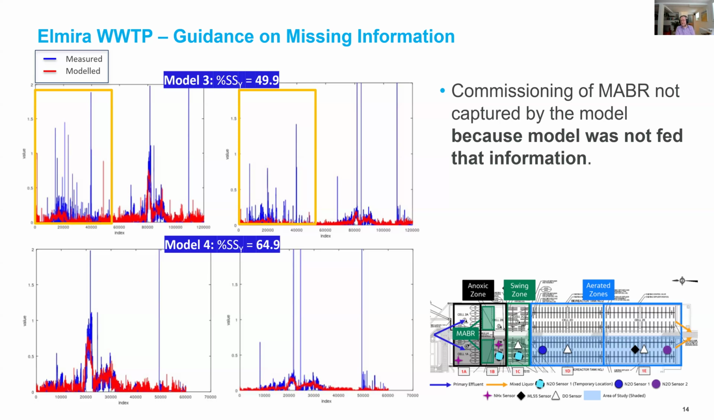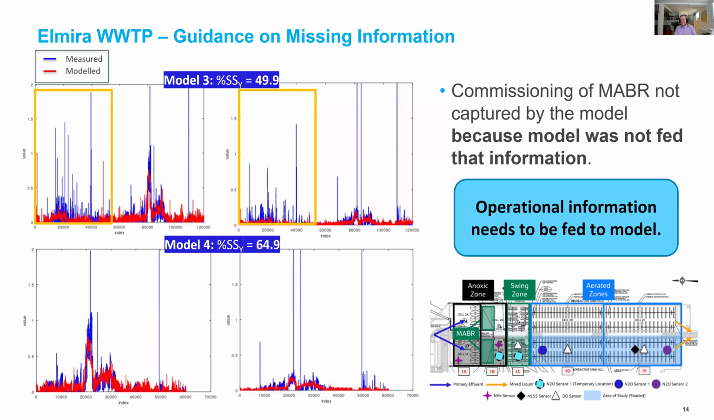MABRs are having a big impact on N2O. So our idea would be to actually use the oxygen content of the off gas to feed the performance of the MABR to the data-driven model. And that will give you a lot of additional information for the model on N2O. So key here is you have to understand what operational information needs to be fed to the model.